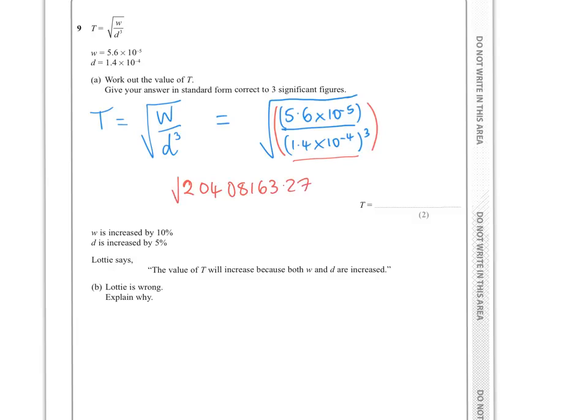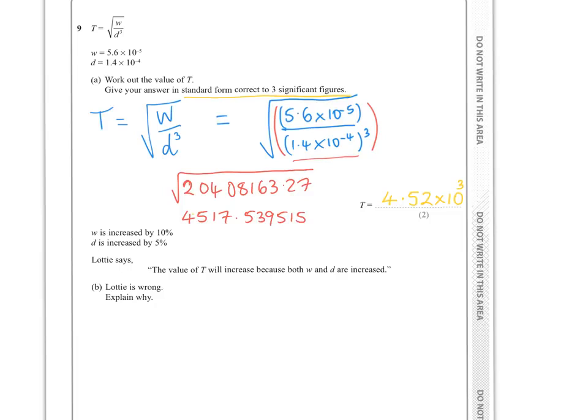And don't forget I've got to find the square root of that, which I'm going to do now. And that gives me 4,517.5539515. It wants the answer in standard form, correct to 3 significant figures. So that's going to be 4.52 times 10 to the power 3.